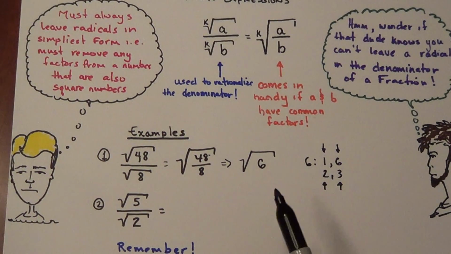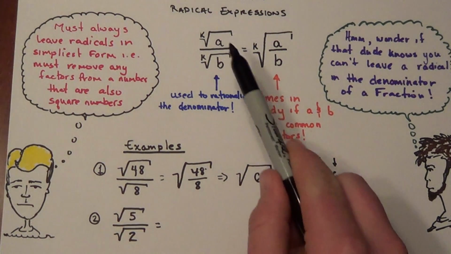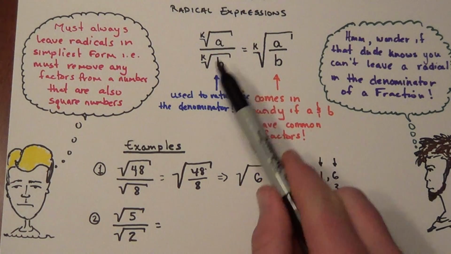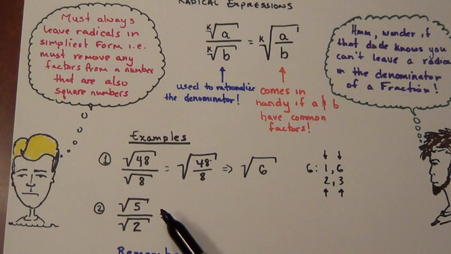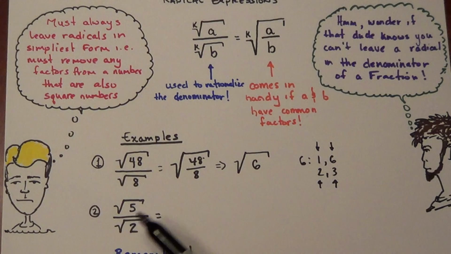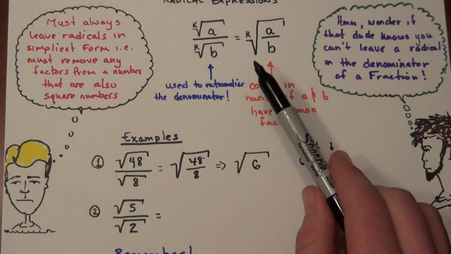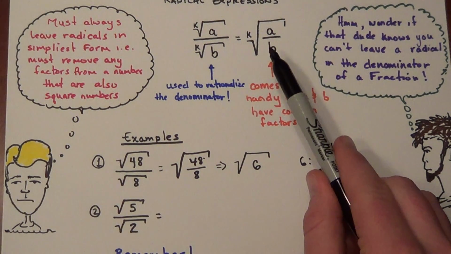So on to the second example. Now the second example looks like this. It starts off that way here, so we've got root 5 divided by root 2. Now, when I do root 5 divided by root 2, it doesn't help me to put it into this form up here.